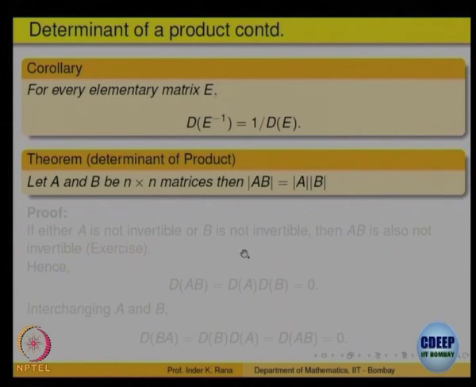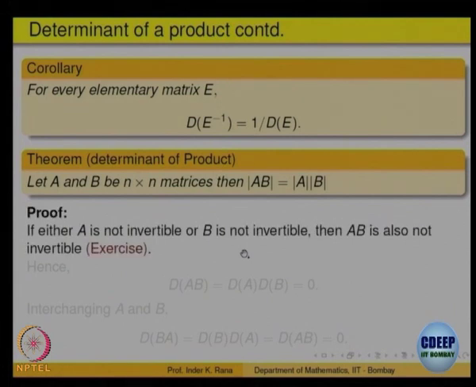Okay. So, now we come to the fact that the determinant of AB is equal to the determinant of A times the determinant of B. The proof is quite simple. There are two possibilities. One, either A is not invertible or B is not invertible, where A and B are square matrices. If that is the case, then the product cannot be invertible. It is a simple fact, so I am leaving it as an exercise for you to check that if either A or B is not invertible, then the product cannot be invertible.